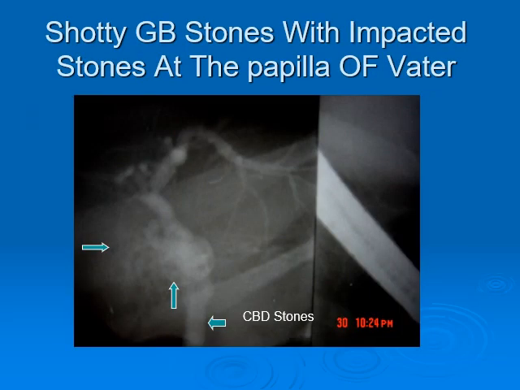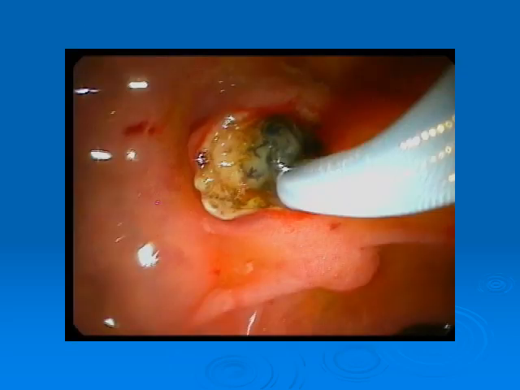Numerous stones in the gallbladder; during ERCP, one was impacted at the distal end of the ampulla of Vater. Sometimes biliary fascioliasis is mistaken for gallstones, and you discover this while you are extracting the filling defects seen during ERCP. You find it is Fasciola hepatica.